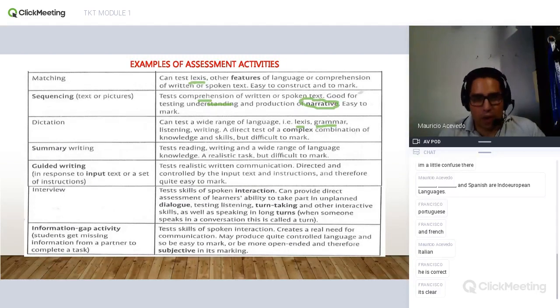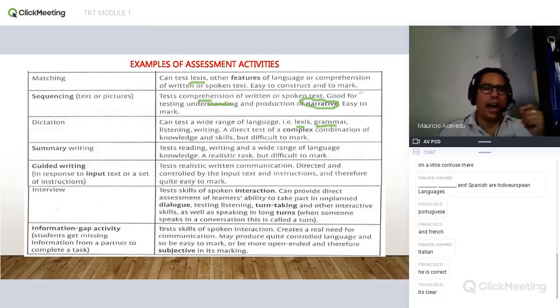Summary writing tests reading, writing, and a wide range of language knowledge. A realistic task but difficult to mark. Summary writing is like analyzing something and writing about it. So they have a reading and then they write about that reading.